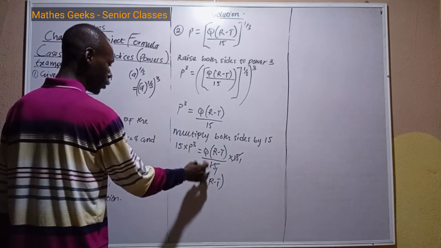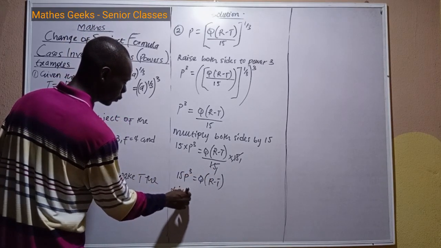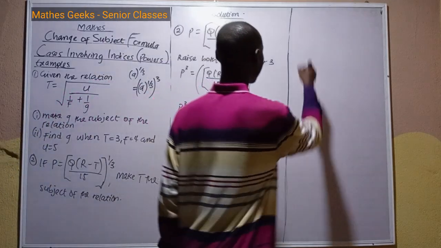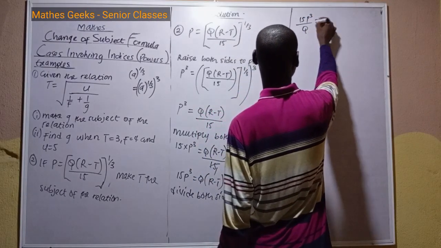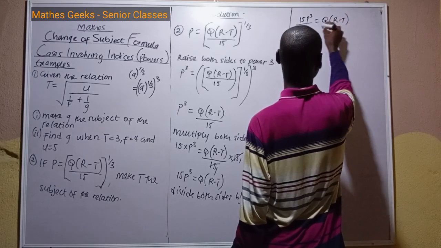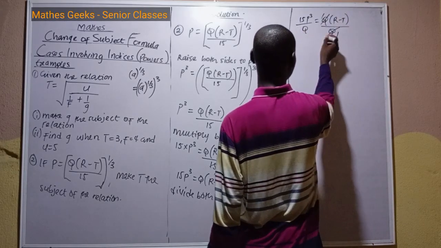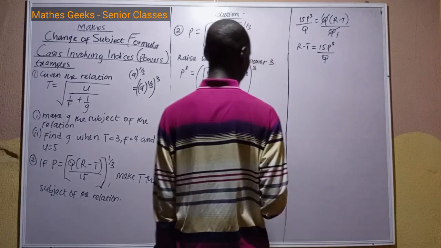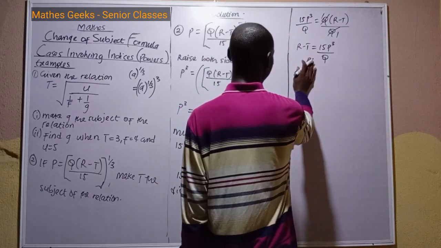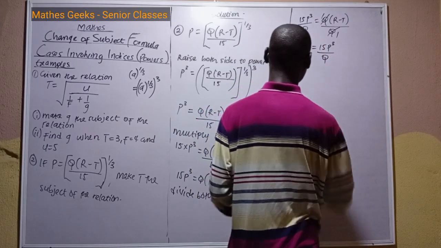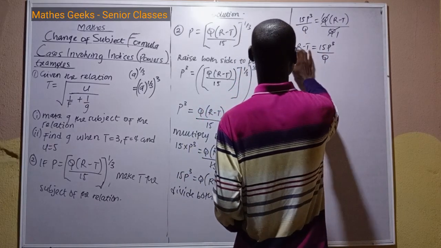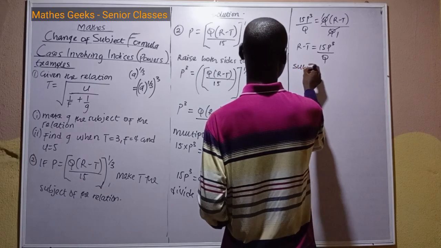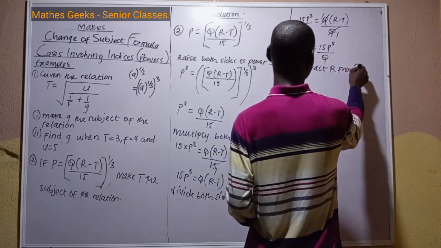Next, take away Q. To do that, we divide both sides by Q. So 15 P cubed over Q is equal to Q times R minus T over Q. So R minus T is 15 P cubed over Q. So to make T the subject of the formula, R will move to this side, and this will give us minus T. Okay, so subtract R from both sides. Subtract R from both sides.